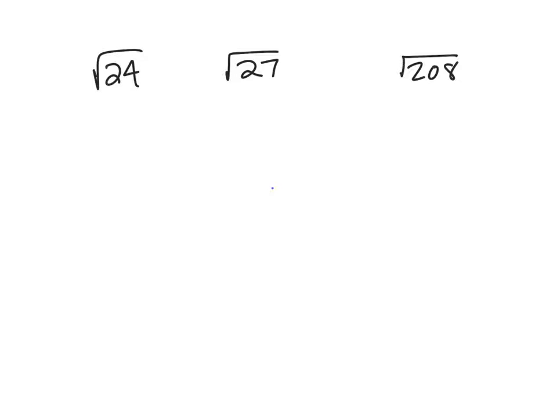Hey y'all, so this is just a quick review on how to simplify radicals. The whole goal for this is to pull out any perfect squares that might go into these numbers. So to find that, we just have to break down the factorization of these and then pull out pairs.